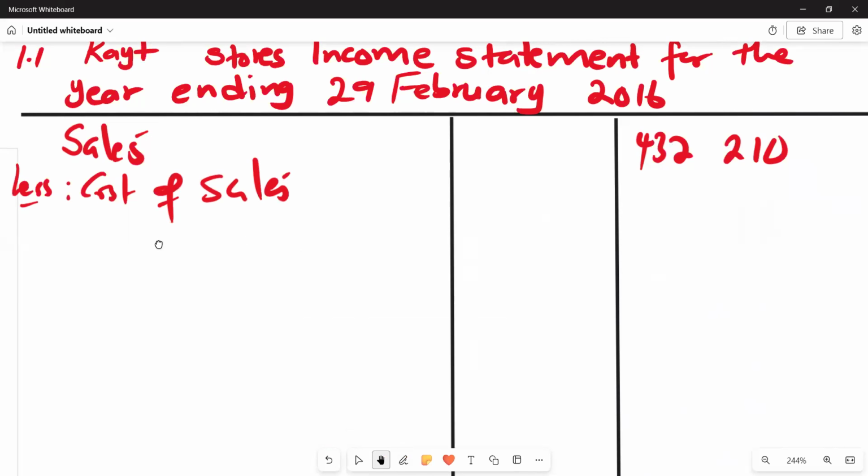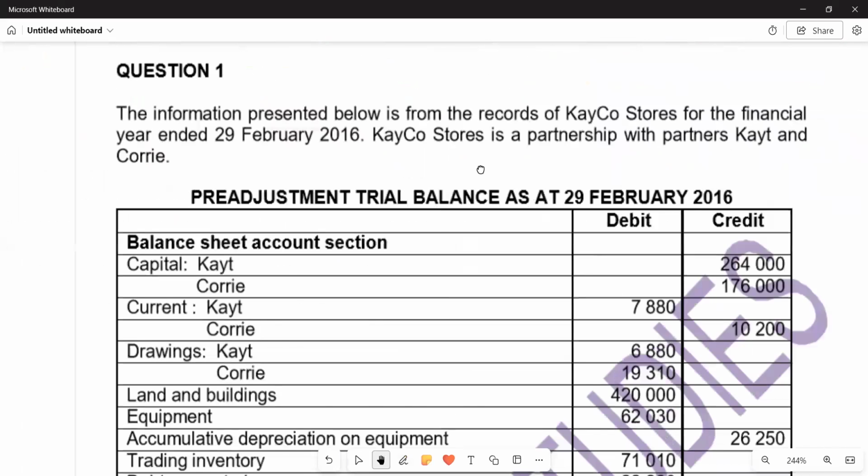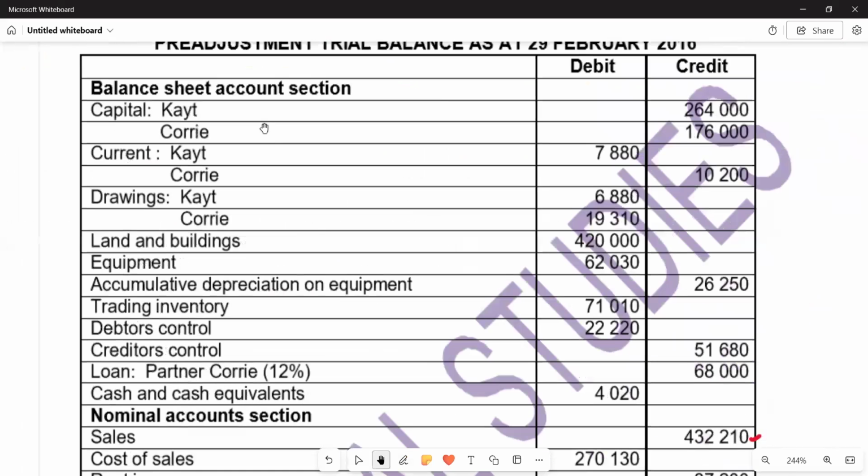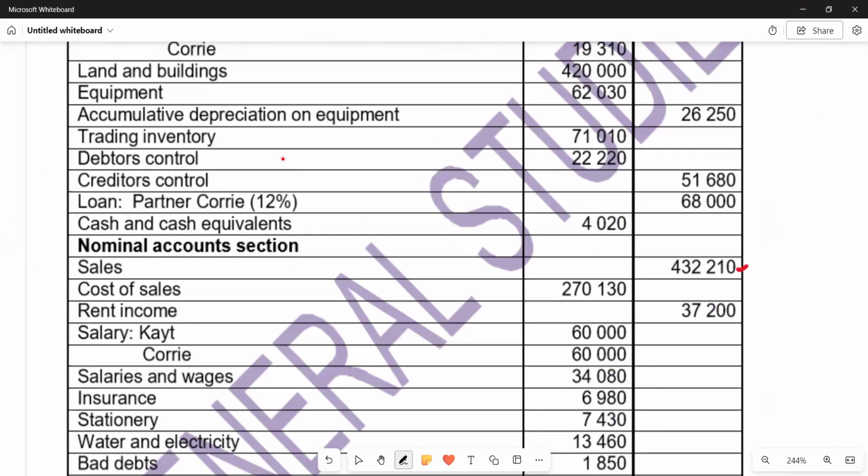There, remember, cost of sales in some questions you have to calculate it. In some questions you are given it as a calculated figure. So let's go and check if we have it. We are given it. So you see that we have got the figure for cost of sales here, which is 270,130. So you see that in some questions you won't be given the figure for cost of sales.